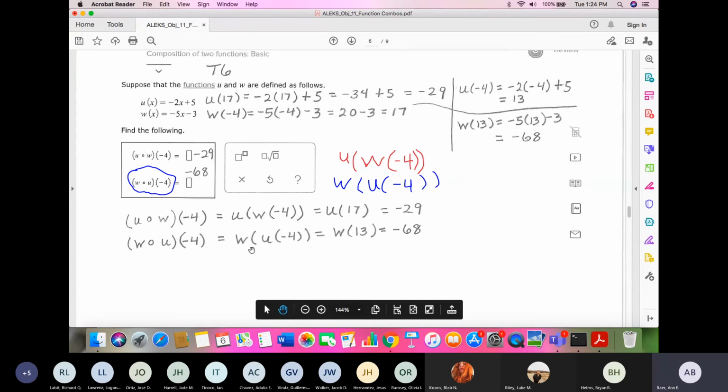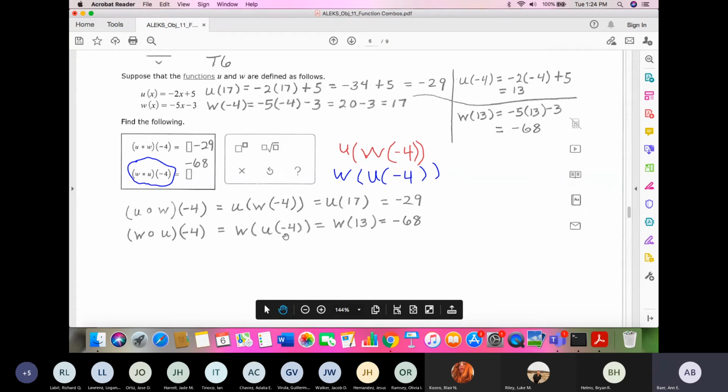So next, let's look at this one. W of U of -4. Go inside here, according to PEMDAS. U of -4. Working in the U row now, wanting to find U when x is -4. So we take this -4, plug it in for x there, get -2 times -4 plus that 5. And this becomes negative times negative is a positive. 2 times 4 is 8, plus 5 is 13. So U of -4 is 13.